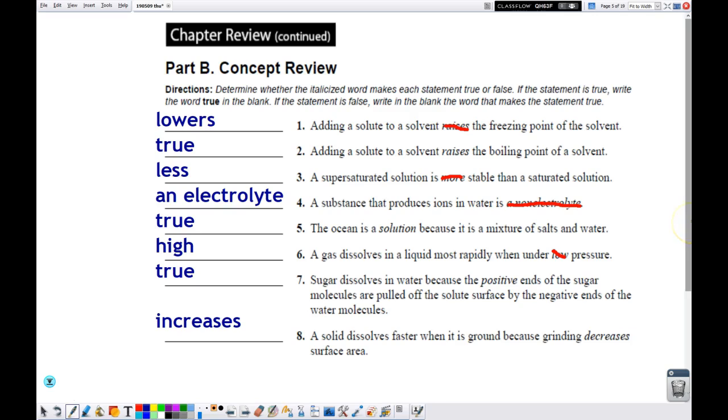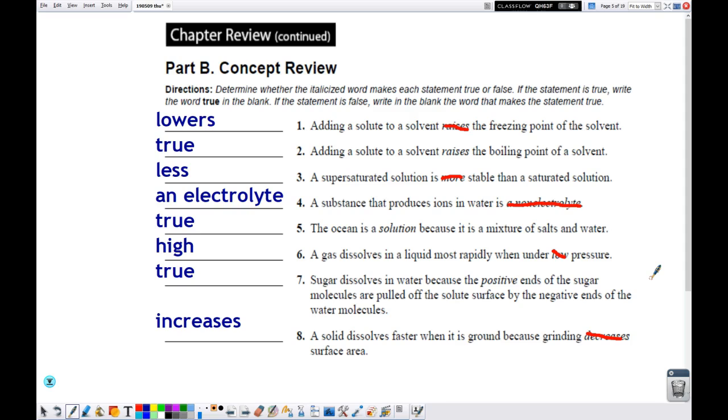Sugar dissolves in water because the positive ends of the sugar molecules are pulled off the solute surface by the negative ends of the water molecules. That is true. And the last one, a solid dissolves faster when it is ground because grinding actually increases the surface area.